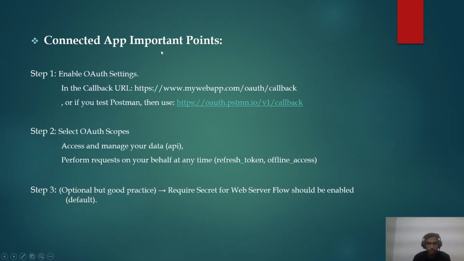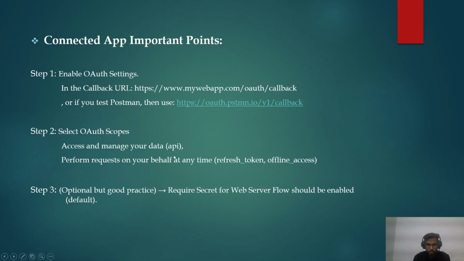Okay, the important point in the connected app is to enable the OAuth setting. You have to pass the callback URL, so here I'm giving my Postman URL. This one I will add into the connected app, so whenever Postman makes the request, it redirects to Postman, right? Okay, selected scope: I'm giving API, refresh token, and offline access.